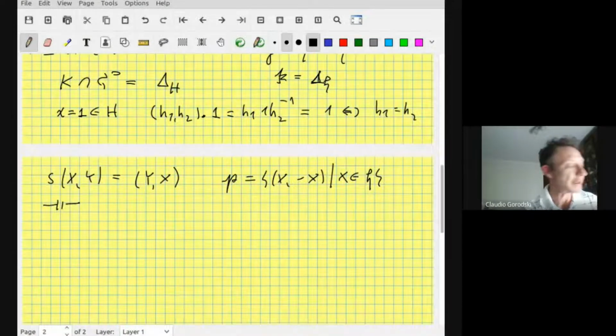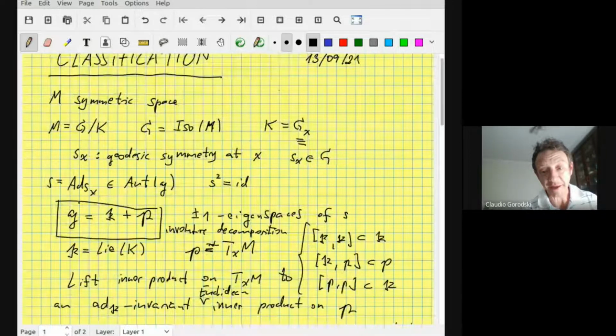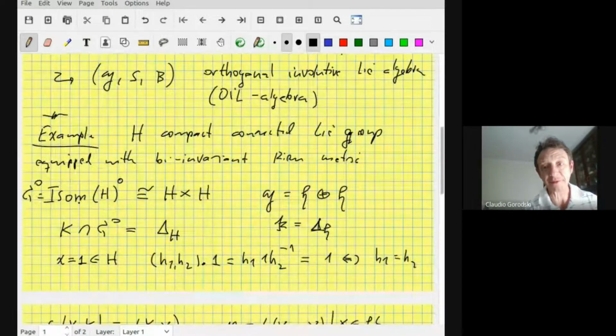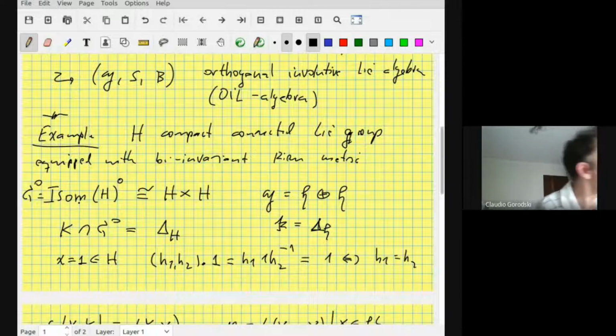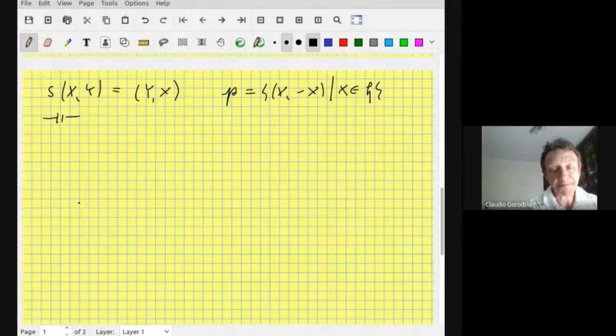Right. So this is one example. And so what about the classification now? So the idea is to classify such triples, such Lie algebras, right? So the first thing, okay, yeah. Let me give one definition first.